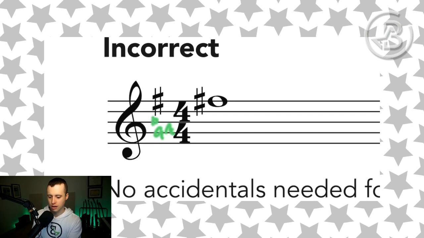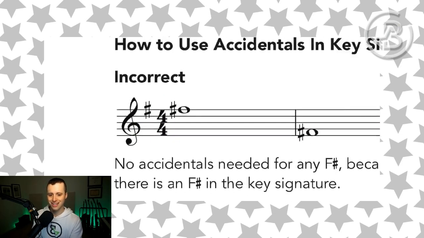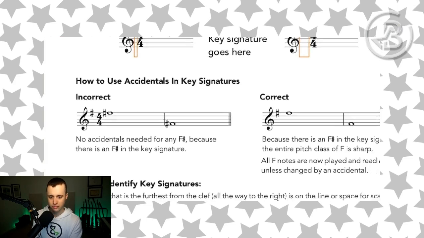So think about this: G, A, B, C, D, E, F sharp. We're showing that all these notes normally go in the scale, and we're just showing that here in the key signature.